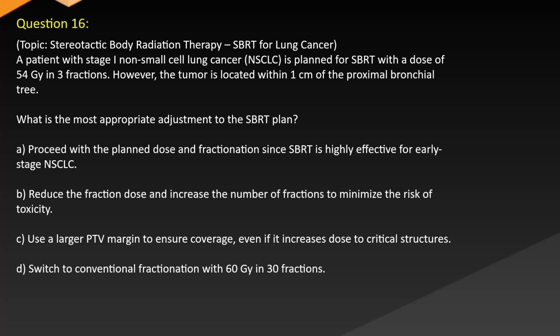What is the most appropriate adjustment to the SBRT plan? A. Proceed with the planned dose and fractionation. SBRT is highly effective for early stage NSCLC. B. Reduce the fraction dose and increase the number of fractions to minimize the risk of toxicity. C. Use a larger PTV margin to ensure coverage, even if it increases dose to critical structures. D. Switch to conventional fractionation with 60 Gy in 30 fractions.